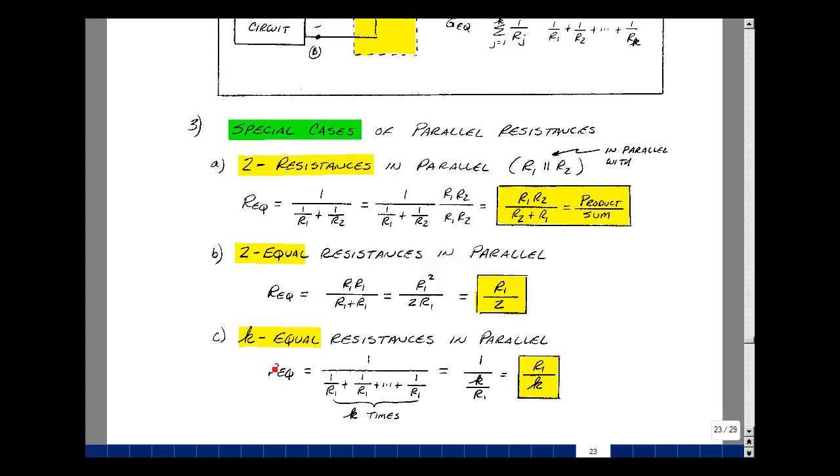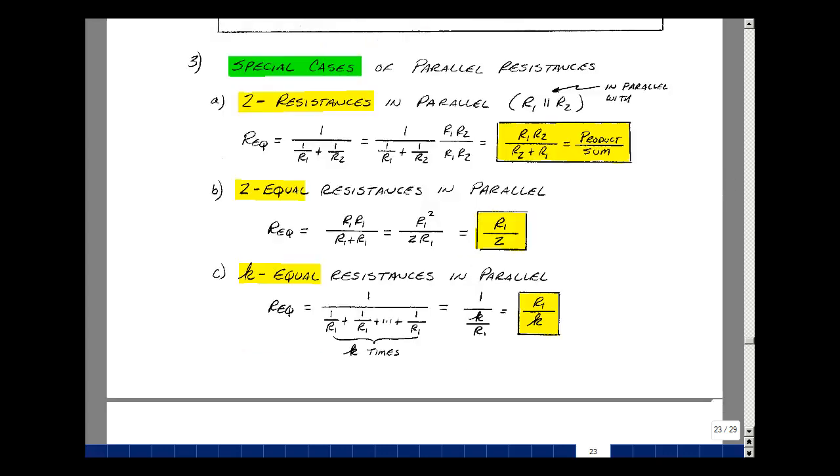Take this idea a little farther to K equal resistances. Then our denominator, just using our property, would be G1 plus G1 all the way through G1, K times. So we'd have K over R1, and that would just be R1 over K. K resistances in parallel is just 1 over K times the value of the resistance.